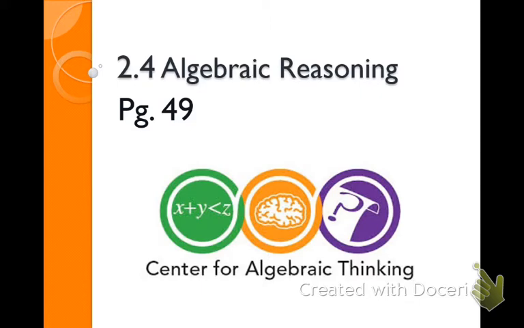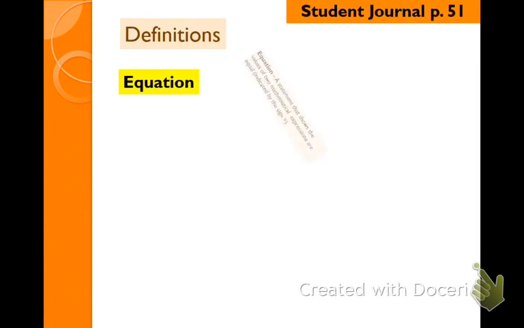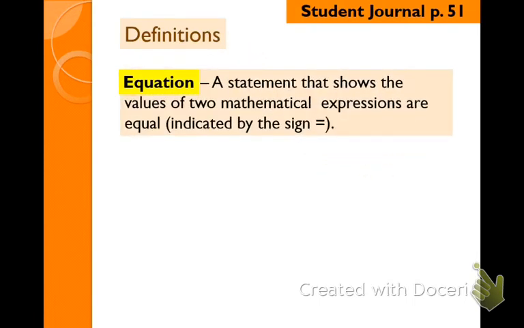First, we have 3 definitions. I can't make them any shorter. This just is what it is. An equation is a statement that shows the value of 2 mathematical expressions as equal.